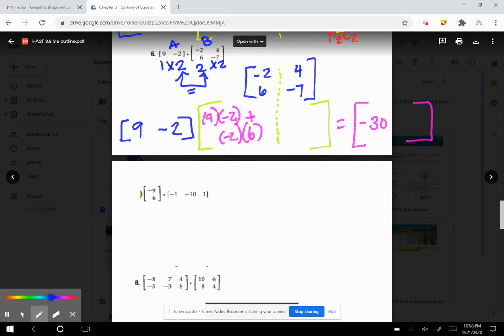And then lastly, let's do row 1, column 2, right? Row 1, column 2. So first times the first, 9 times 4, plus second times the second, -2 times 7. All right, so let's see, that's 36 minus 14, which gets you 22. And there's my answer.